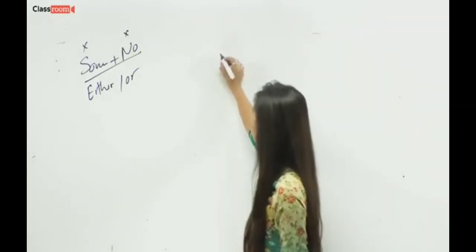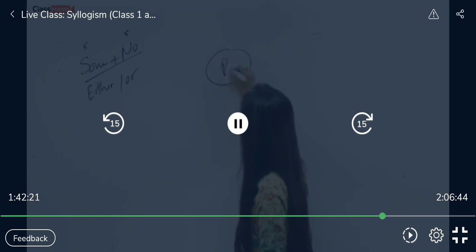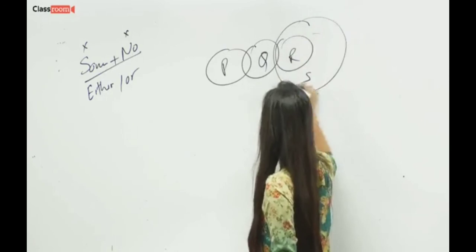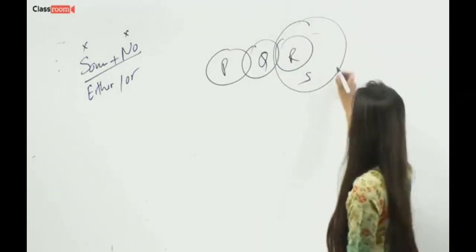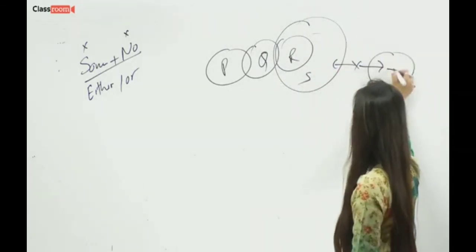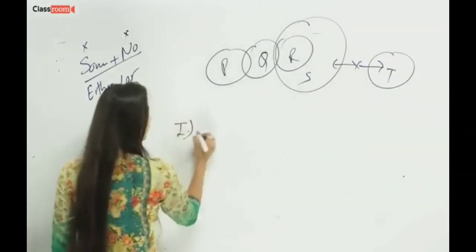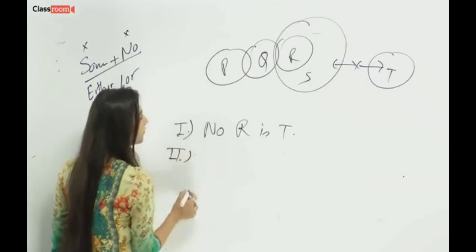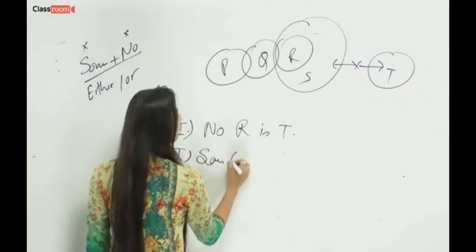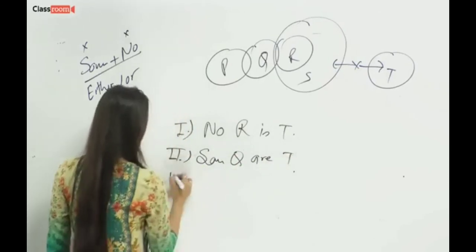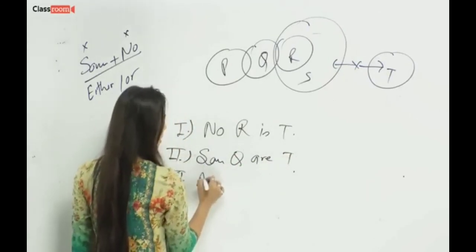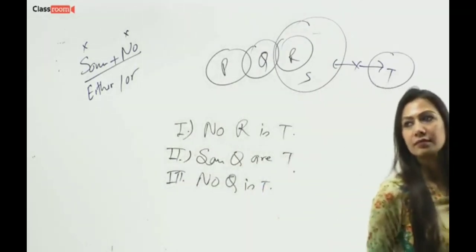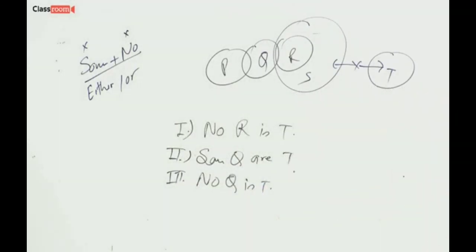It is: some P are Q, some Q are R, all R are S, and no S is T. Conclusions: first is no R is T. Second is some QRT, and third is no QST. Can I have the response?